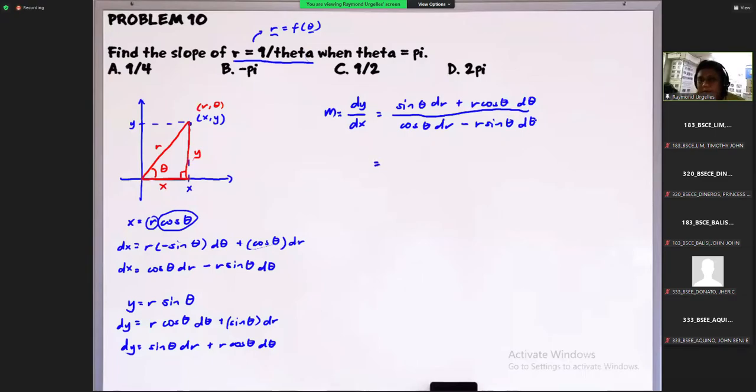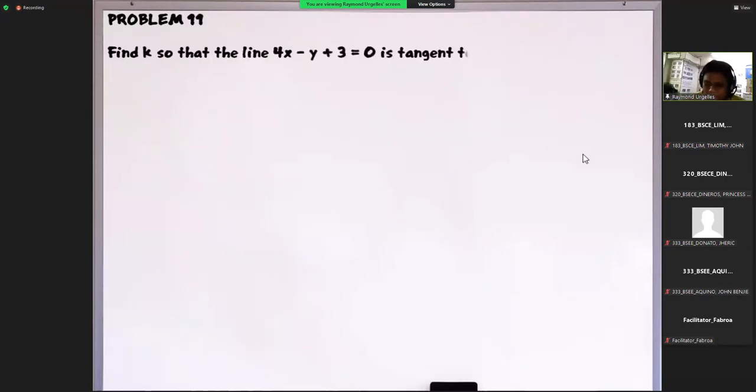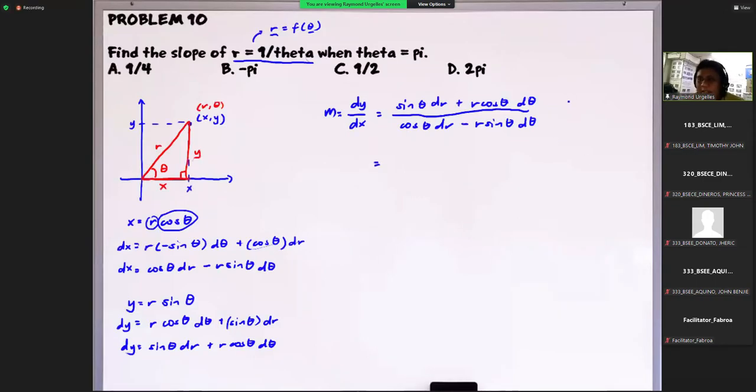Pag finactor out natin yung d theta, since wala kang d theta dito sa part na to, mapupunta siya sa denominator. So magkakaroon ka ng dr over d theta. For example, let natin yung r prime to be equal to dr d theta.